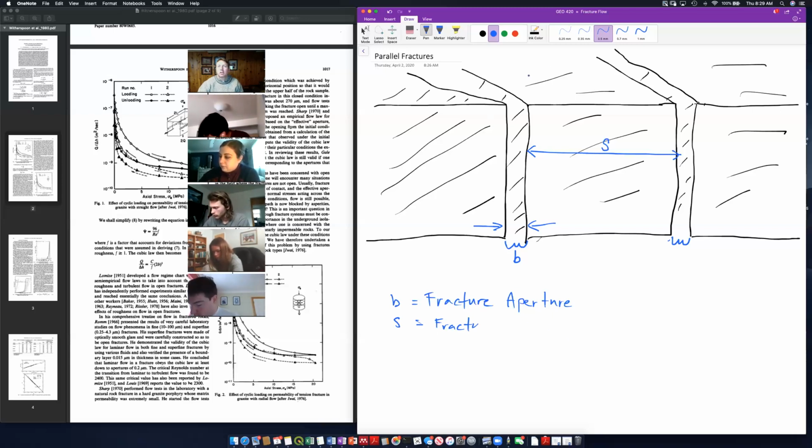All right, and regular also means that they extend indefinitely in and out of the board. They're evenly spaced, and they extend infinitely in the vertical direction. So we basically just have this set of parallel planes in the rock. We're going to consider just some arbitrary height h here.